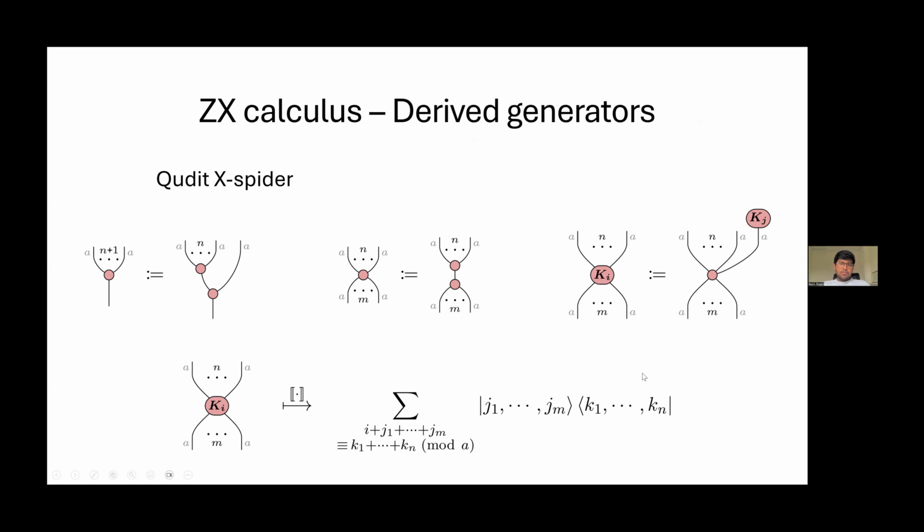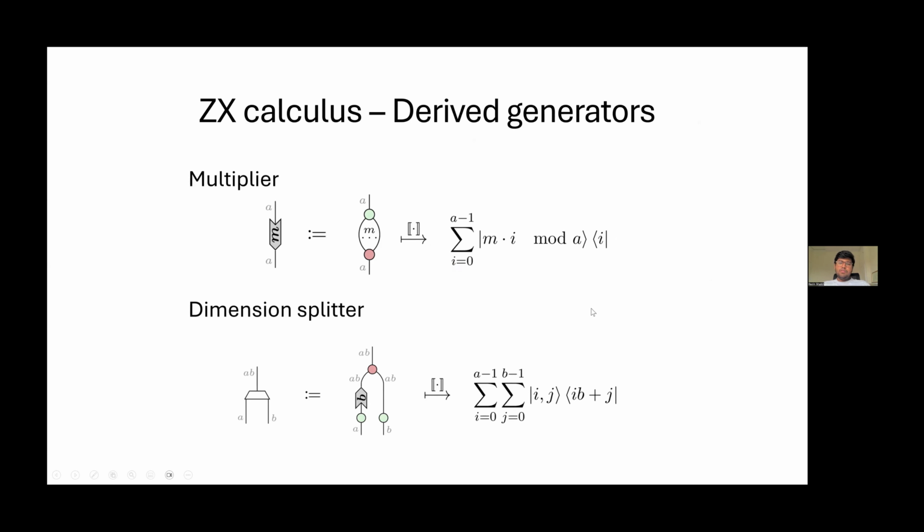Okay, now two more generators, well, not new, but the multiplier is a qudit generator, which is a Z spider connected to an X spider with M legs. And it's called a multiplier because it multiplies the basis states modulo A. And then we also have this dimensional splitter, which is like splitting the wire without changing any information. So if you have one wire of dimension A, another wire of dimension B, you can combine them into a wire of dimension AB, and that's an isomorphism.